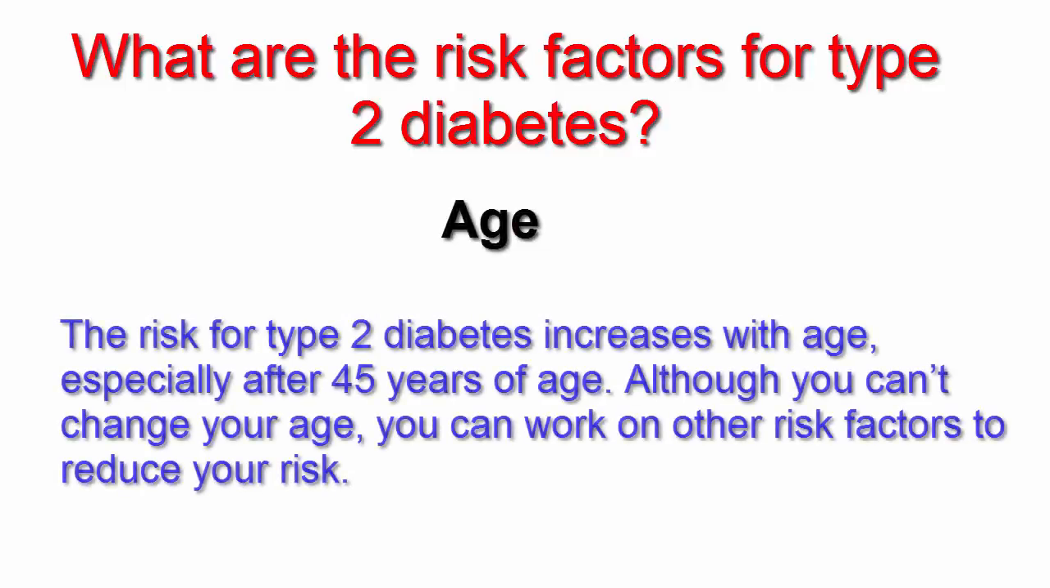Age. The risk for type 2 diabetes increases with age, especially after 45 years of age. Although you can't change your age, you can work on other risk factors to reduce your risk.